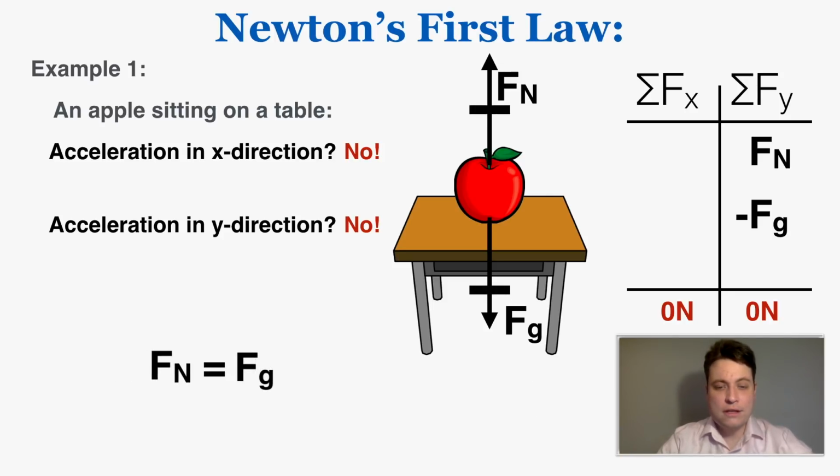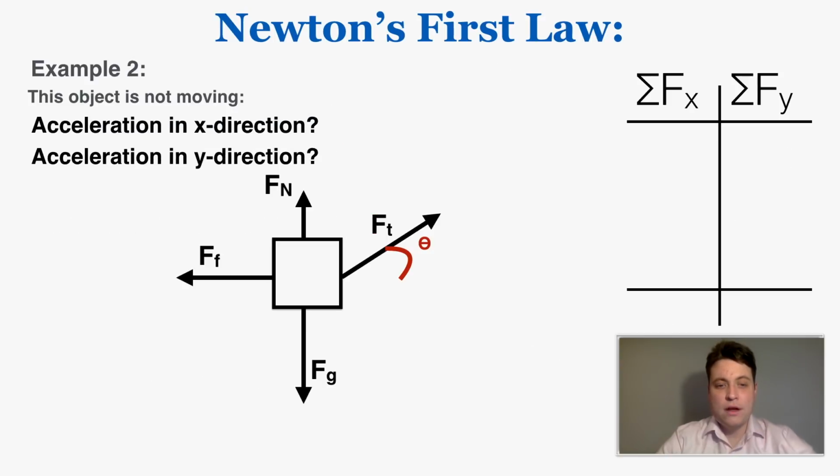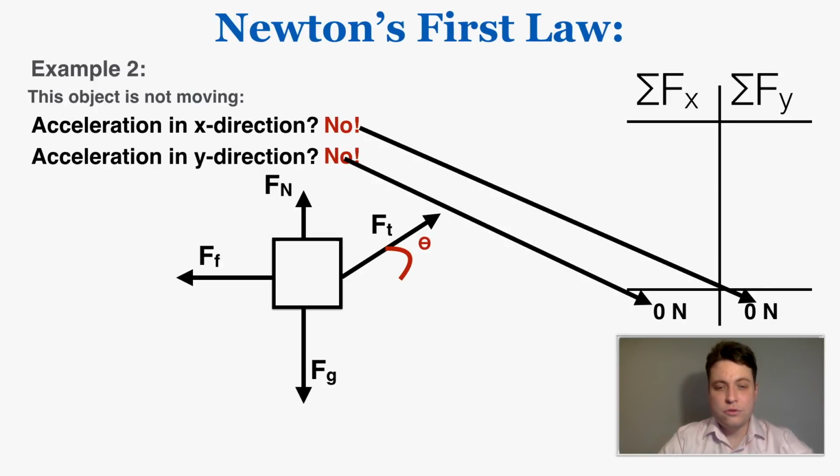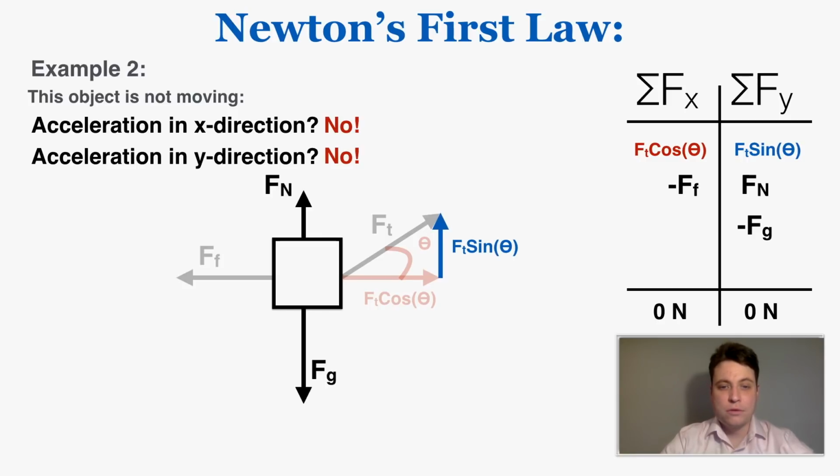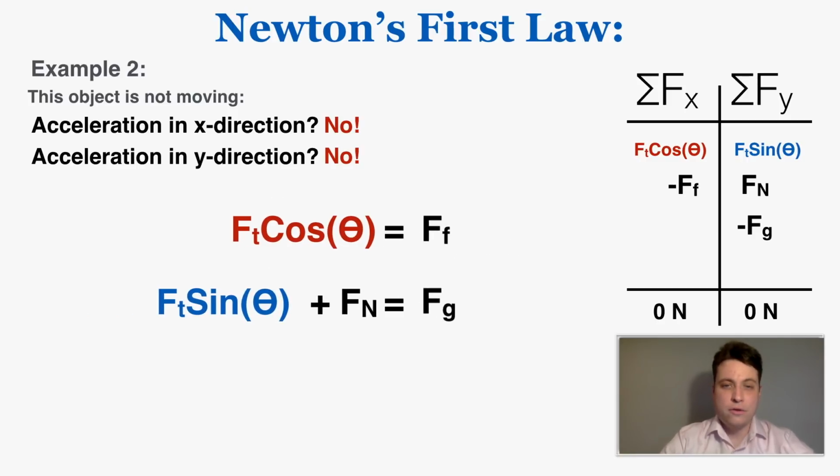Here's another example. Let's say that this object is not moving. If it's not moving, there's no acceleration in the x or y direction, so we can put 0 newtons as the net force and use those 0 newtons to come up with identities between these variables, between the forces, and solve for interesting new pieces of information about the forces, like this. So the way that we get that information that the net force is equal to 0 is through Newton's first law: no acceleration, no net force, no net force, no acceleration.